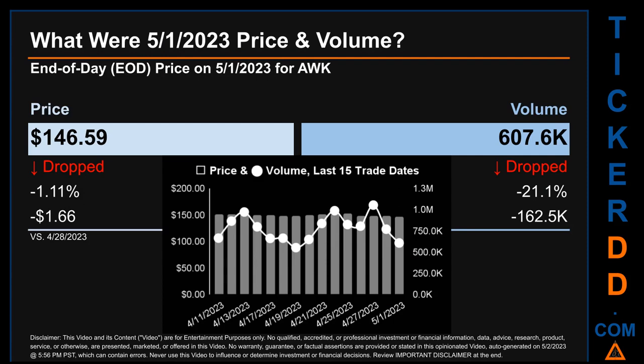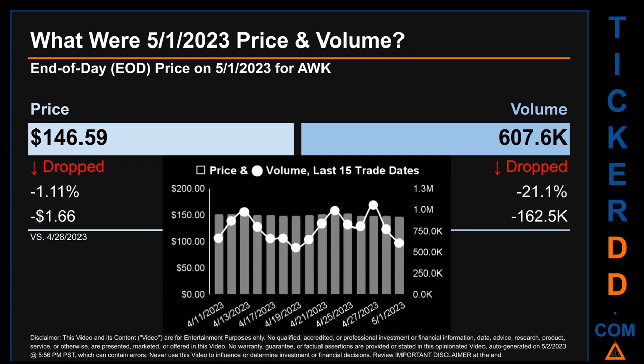What was end-of-day price and volume for AWK? On Monday, May 1, 2023, AWK had an end-of-day price of $146.59 and volume of about 607.6 thousand. Compared to the previous trading day, the price dropped 1.11%, losing $1.66, while volume dropped 21.1%, decreasing about 162.5 thousand.